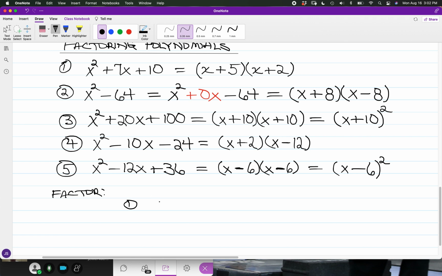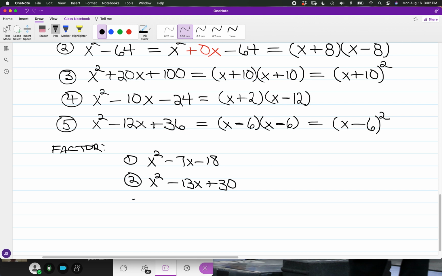Just as quick exercises, let's see what we get for x squared minus 7x minus 18. X squared minus 13x plus 30. Also, let's see what we get for x squared minus 81, just for the next few moments.